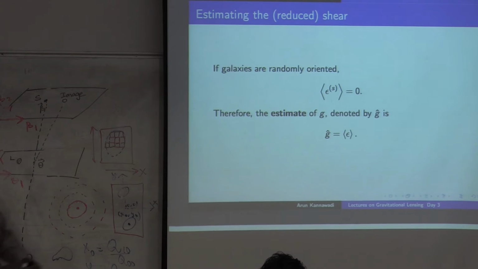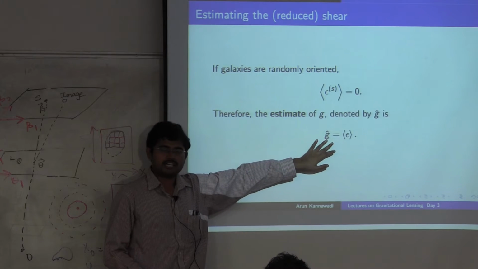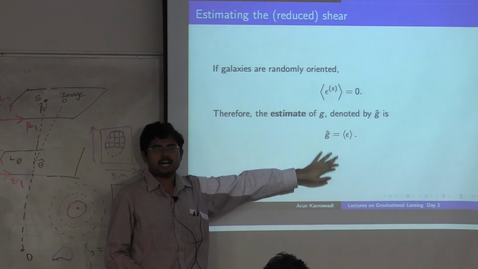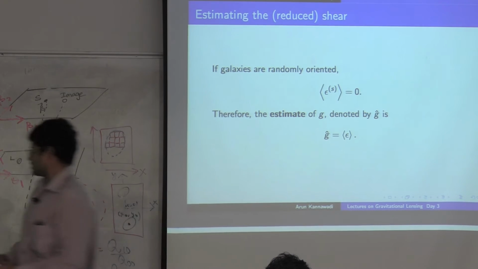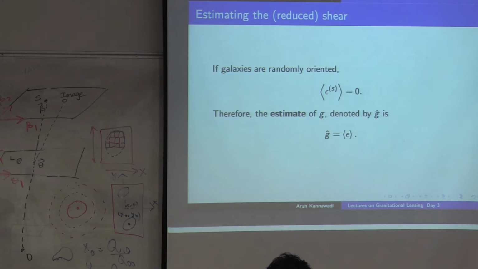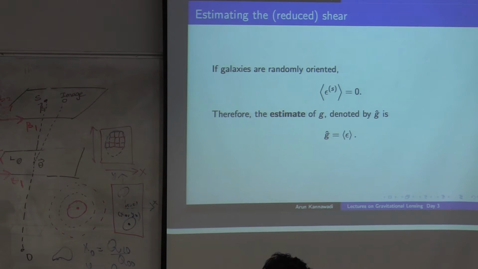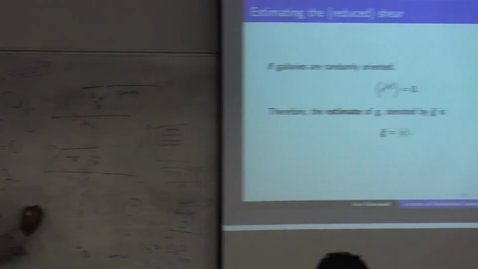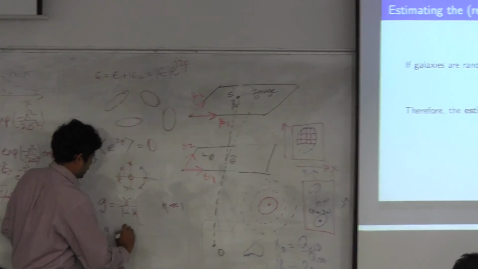And again, remember, it's about G, and we have not determined kappa. So we have not determined gamma and kappa separately. We have only determined G, which is the reduced shear. So G was gamma divided by 1 minus kappa. G and gamma are complex variables. And kappa being much, much smaller than 1, G is essentially gamma.